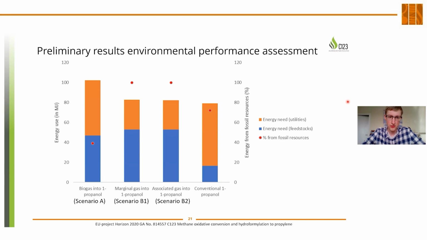Next slide, please. Here on this slide, you can see the results for energy use on the left axis and the percentage of energy that comes from fossil resources on the right axis. This percentage is indicated with the red dot on the figure. Here you can see that the production of 1-propanol from biogas has the highest energy need. But on the other hand, this scenario also consumes fewer fossil resources than the other scenarios.